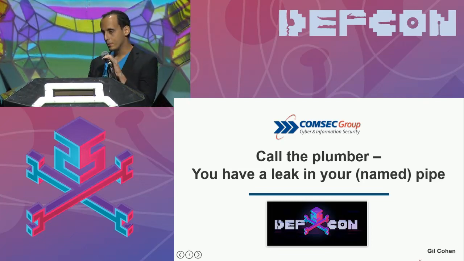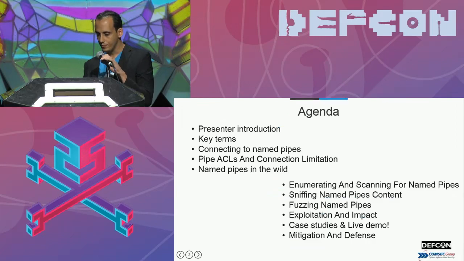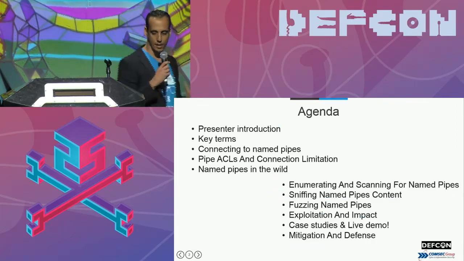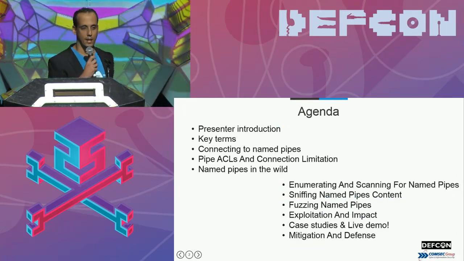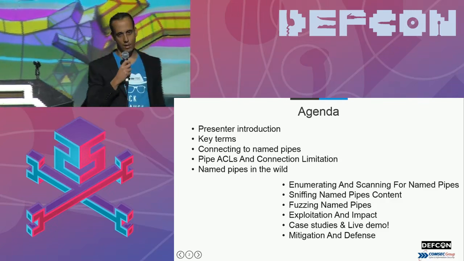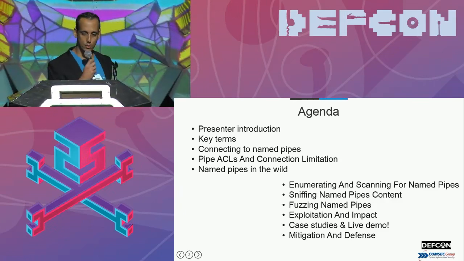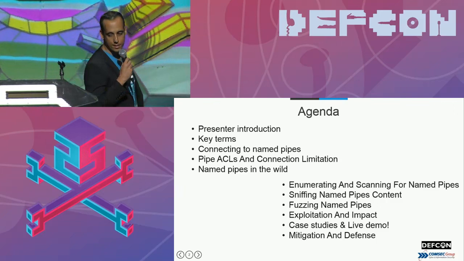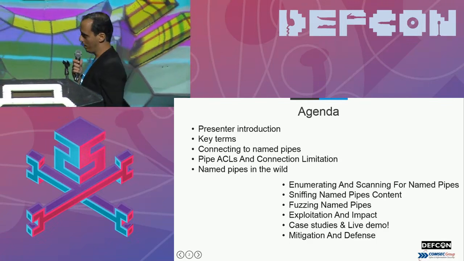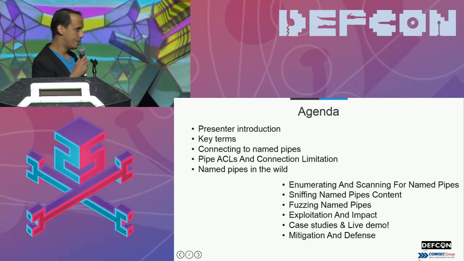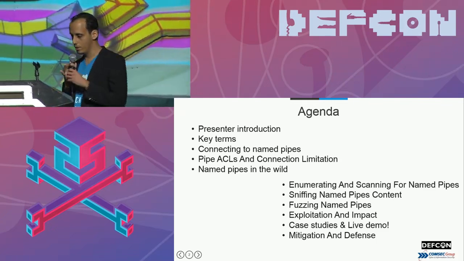And today I'm going to talk about remote vulnerabilities in named pipes. So let's begin. First I'll start off with some introduction of myself. I'm going to tell you about my past, or the things that I can tell you at least. Then we're going to talk about some key terms of Windows named pipes in general and inter-process communication. Then I'm going to show you how to connect to named pipes, access control lists, and in the wild: enumerating and sniffing named pipes, fuzzing named pipes, exploitation. Then we'll move on to the audience favorite part, which is live demos, and then I'll show you some mitigations and the conclusion of my talk. So let's start.